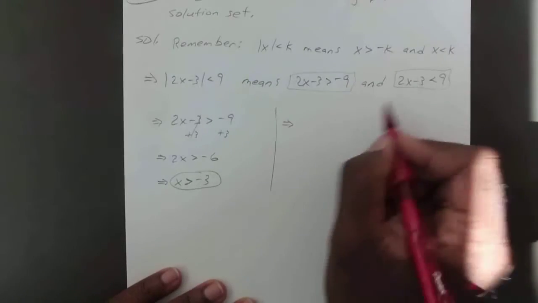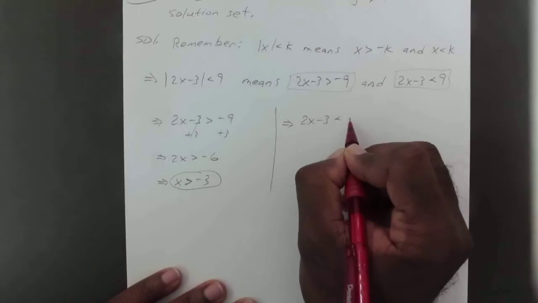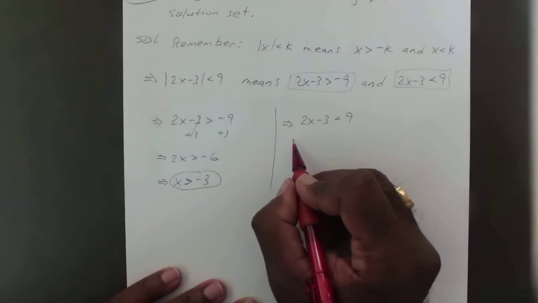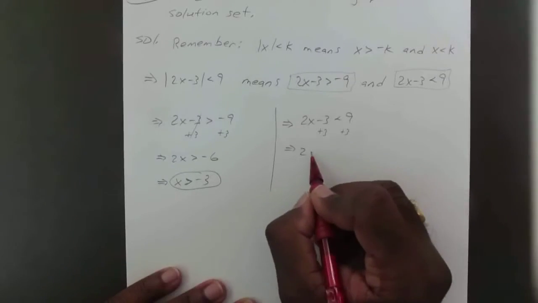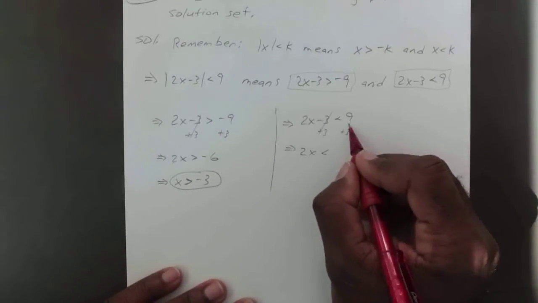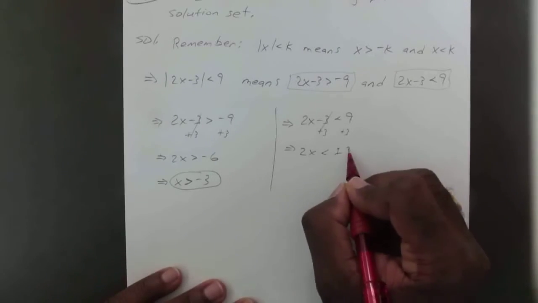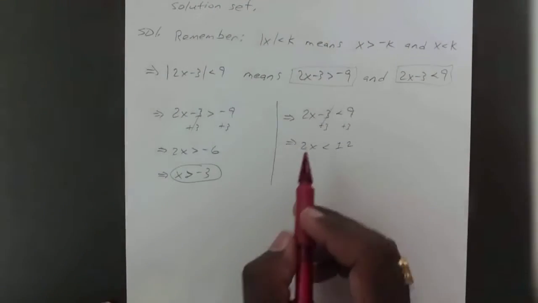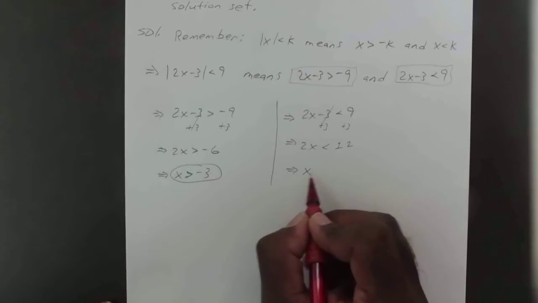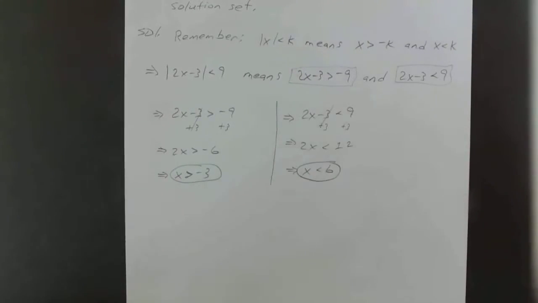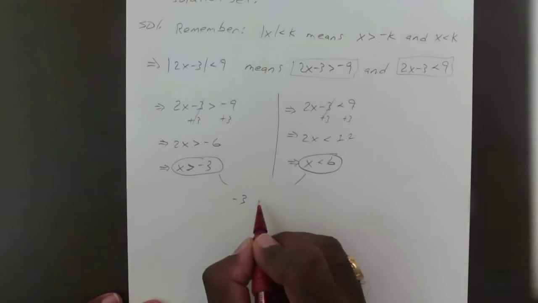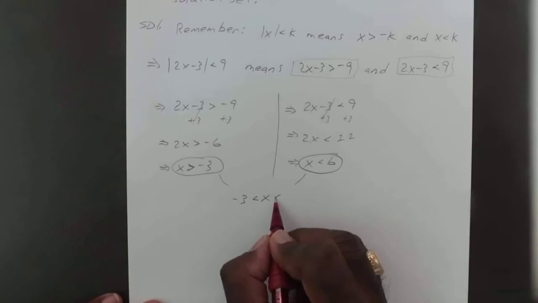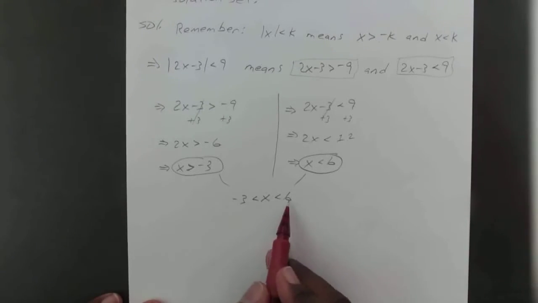So now if we solve 2x minus 3 is less than 9, we do the same thing. We just add 3 to both sides. So you have 2x, that cancels out, is less than 9 plus 3. It's 12. Divide both sides by 2. You have x is less than 6. Okay, so if we want to put that as just one interval, we can put that as negative 3 is less than x is less than 6. So pretty much x is between negative 3 and 6.